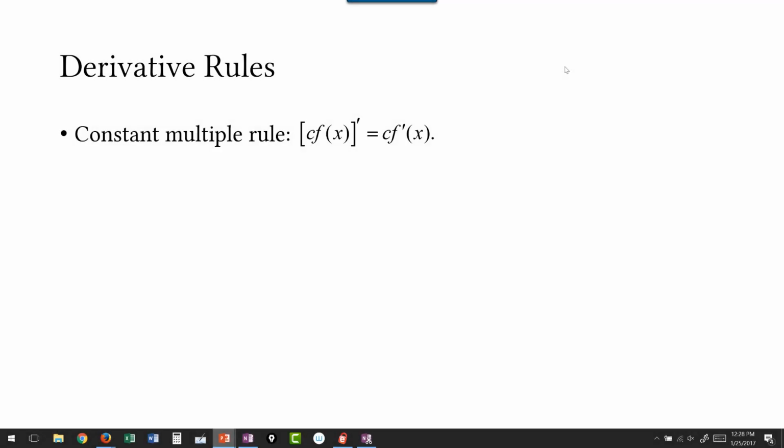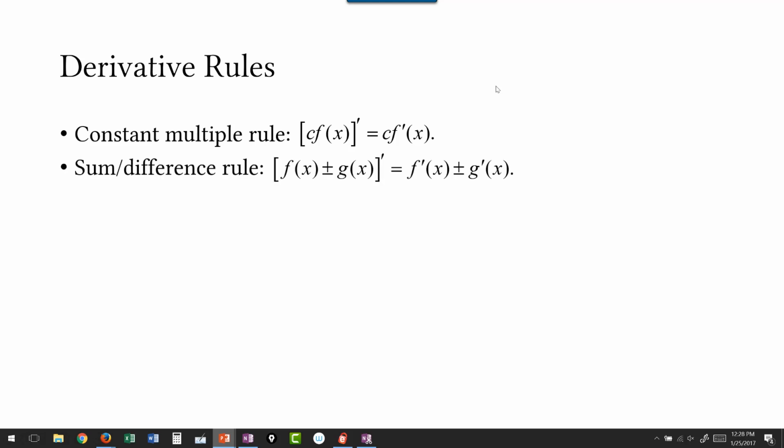So we developed several rules for finding derivatives in Cal 1. First off, the derivative of a constant times a function is just the constant times the derivative of the function. The derivative of a sum or difference is the sum or difference of the derivatives. The derivative of a power becomes n times x to the n minus 1. So you bring the power down front and decrease it by 1.